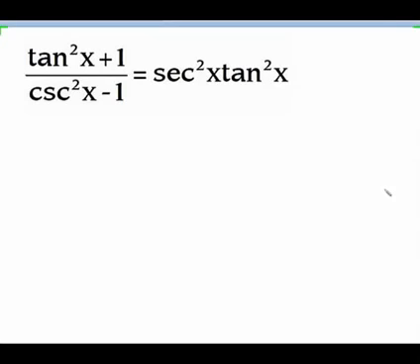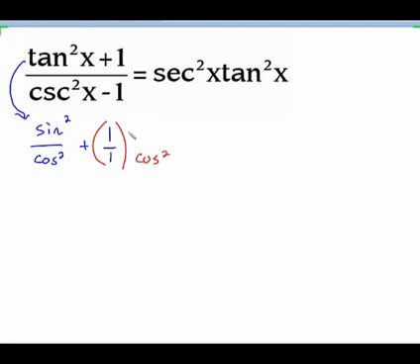Let's take a look at this problem right here. So obviously I would work with the left side. It's easier to take this and end up with multiplication. So I'm gonna work out the numerator right here. So I'm gonna change tangent squared to sine squared over cosine squared, and then we have plus 1. So I'm gonna need to get common denominator. I'll multiply top and bottom by cosine squared.